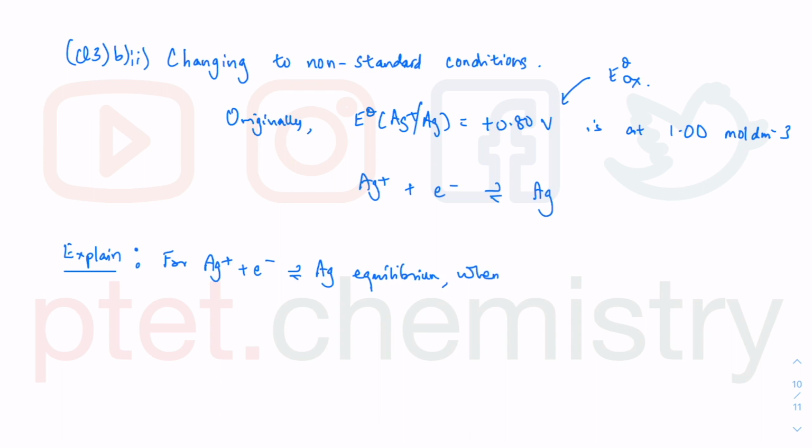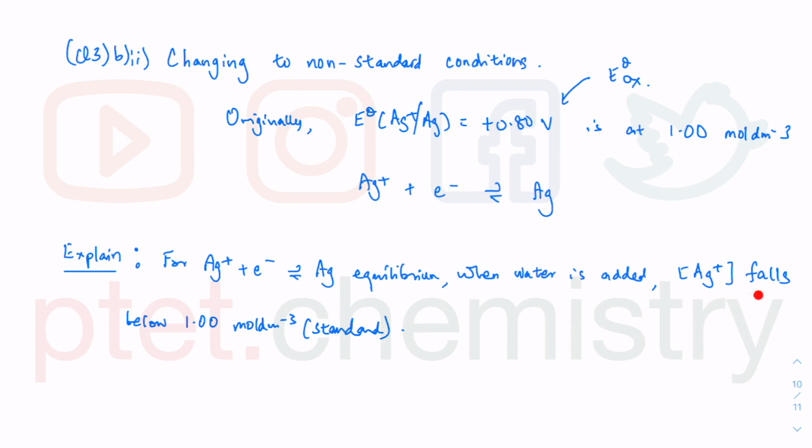when water is added, you are diluting the concentration, so Ag+ falls below the standard 1.00 mole per dm cube. So what happens then is the equilibrium will try to do the opposite. It will try to increase the concentration of Ag+, because here the Ag+ concentration decreased. The equilibrium will shift in order to increase Ag+ by shifting to the left. When you shift more to the left, this E naught will become less positive.